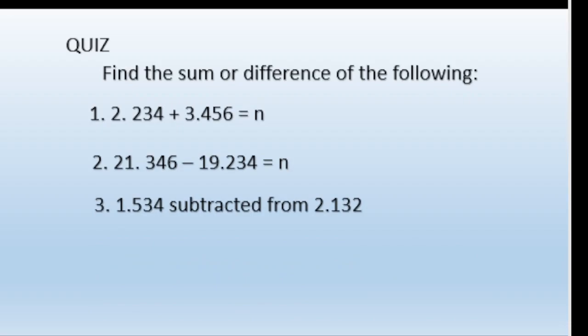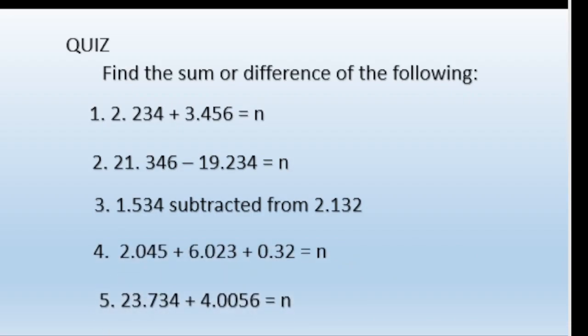Okay, so you have a quiz. You'll be given 5 minutes to answer this.